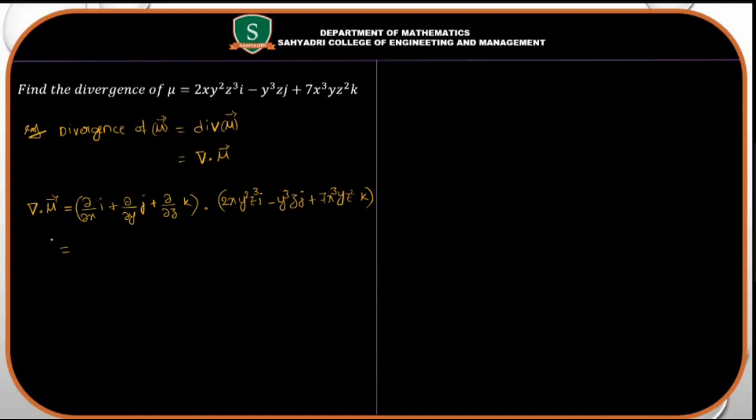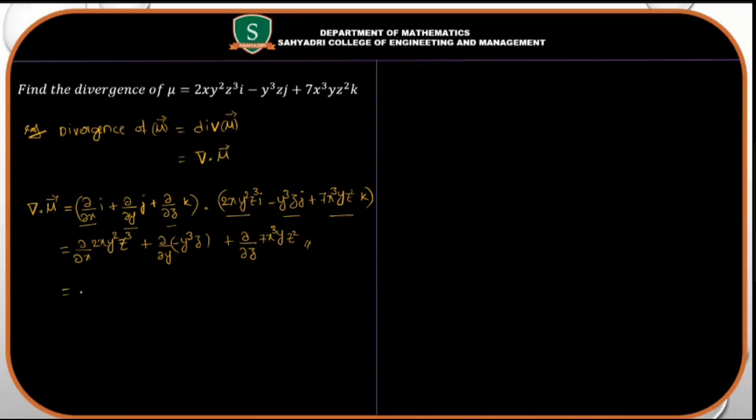So how to apply the dot product? Apply this operator only to the i term, next j term to j term, next k term to k term. Yes, Drishya, can you tell how to apply the operators? No, first tell how to apply; later we'll differentiate. Dou by dou x of 2x y square z cube, plus dou by dou y of minus y cube z, plus dou by dou z of 7x cube y z square.